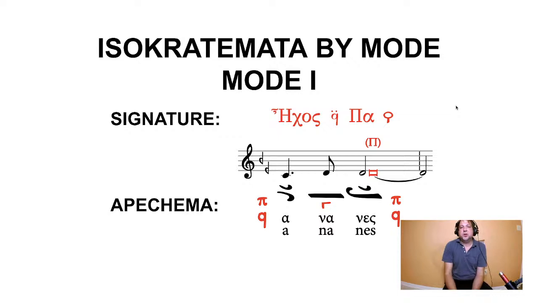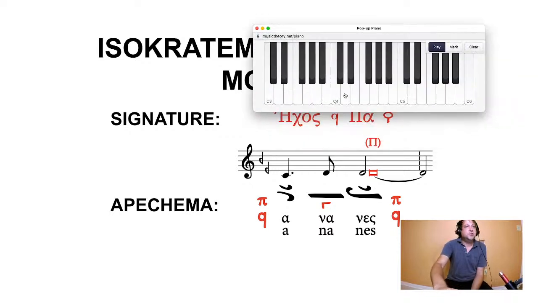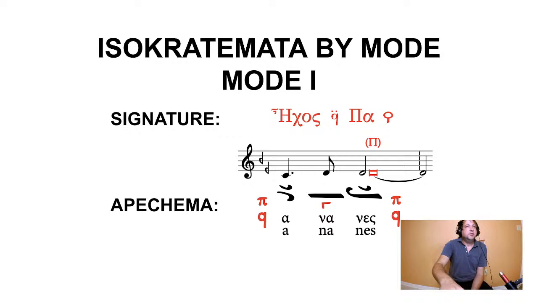I'm just going to go through all 8 modes. So this is first mode. First mode, don't pay too much attention to this key signature, but first mode is basically kind of like a D minor. So you get out your handy dandy piano, you get your D, and this is a C to a D. Ananes. That's your apihima for first mode.